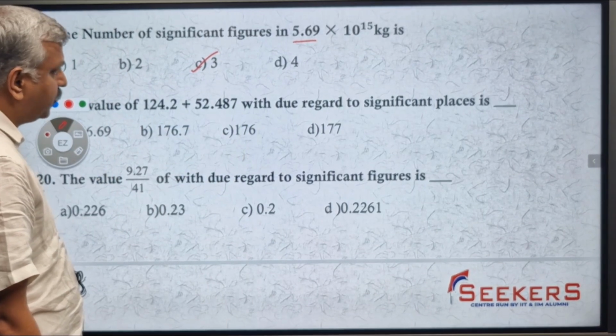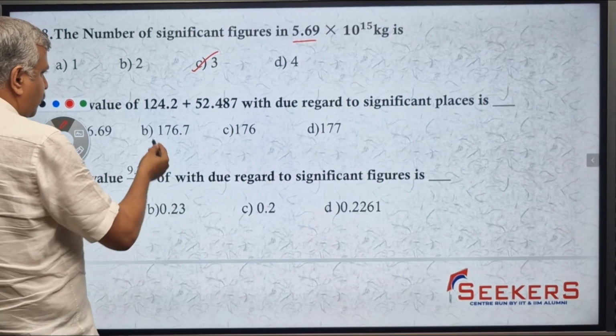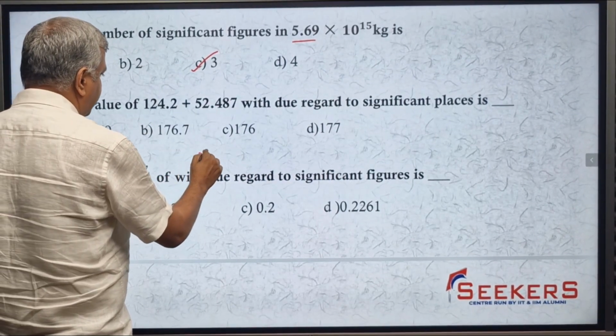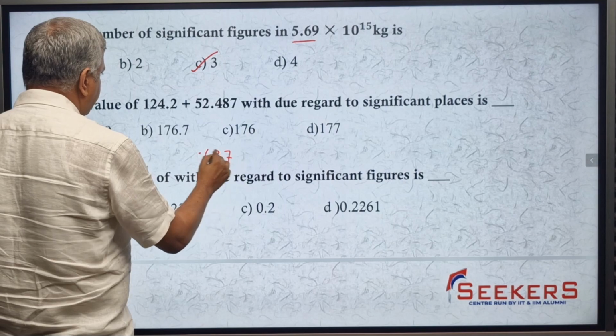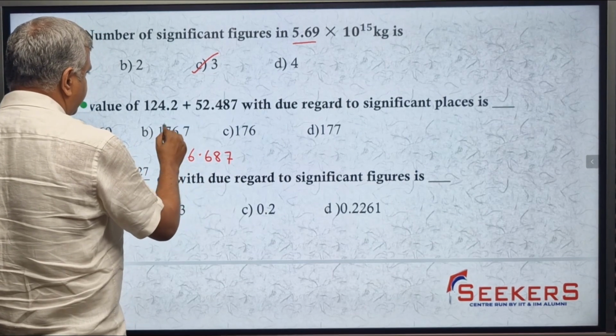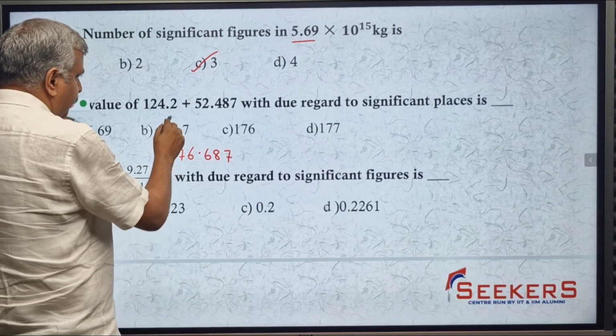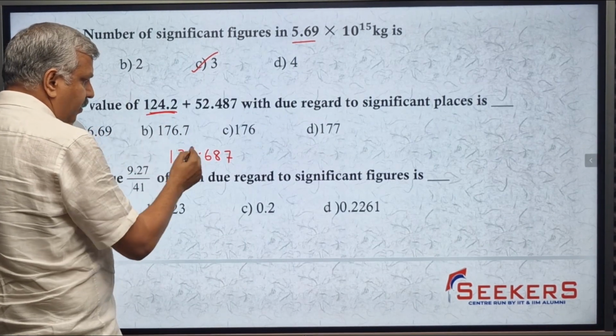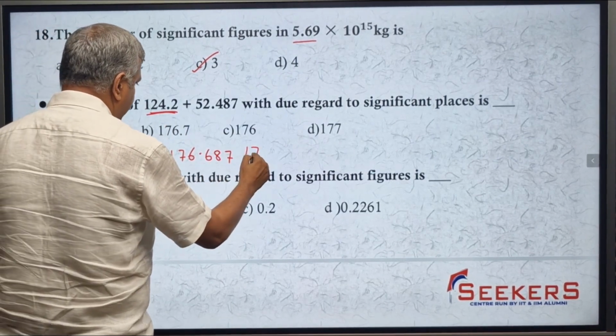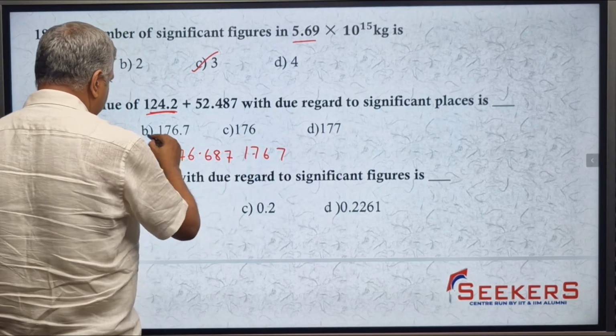The value of 124.2 and this much, with due regard to significant places, is how much? If I add them up, it becomes 687, and here it is 6, here it is 7 and 1. So it becomes 176.687, but significant only to one decimal place. So I round it off, it becomes 176.7. So this is the answer.